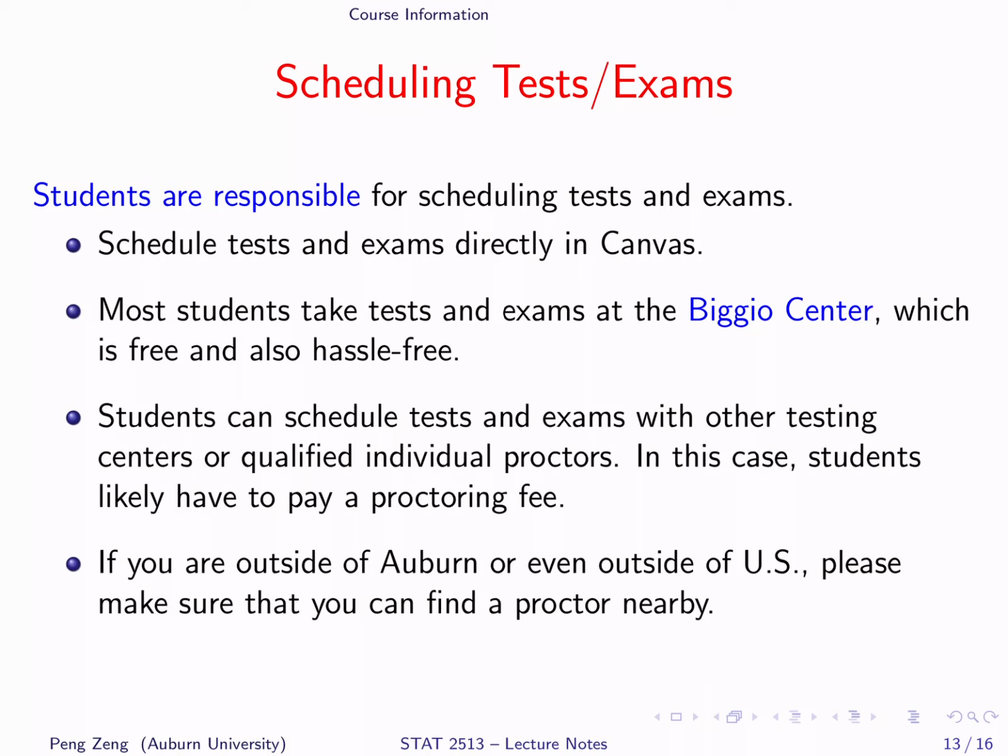Students are responsible for scheduling tests and exams. You can do that directly in Canvas. Most students took tests and exams in the Big Center in the past, which is free and also hassle-free. Of course, if you do not like Big Center, you can use other resources. Students can schedule a test and exam with another testing center or qualified individual proctors. In this case, students need to pay a fee. If you are outside of Auburn or even outside of the US, please make sure that you can find a proctor nearby.